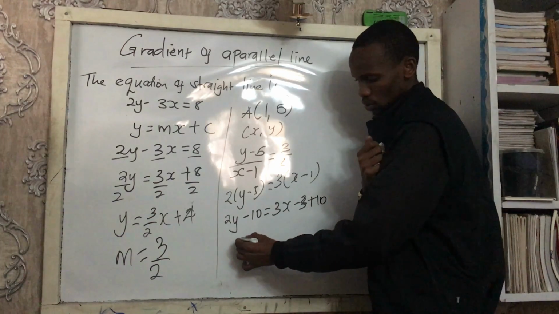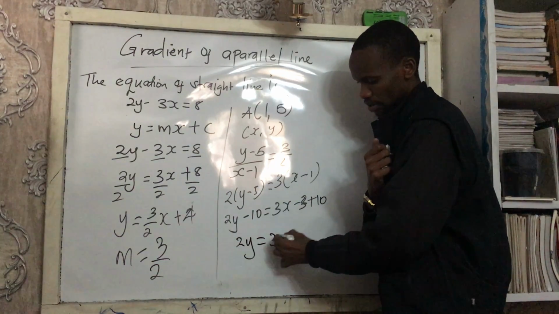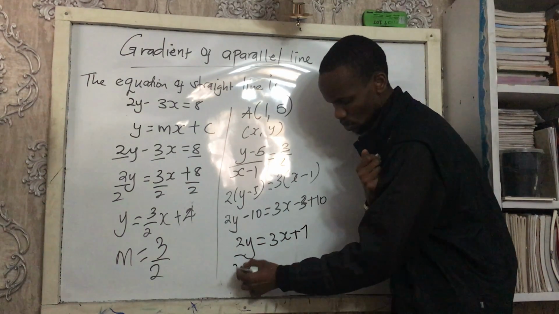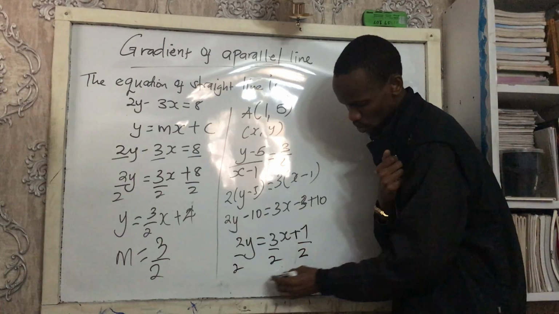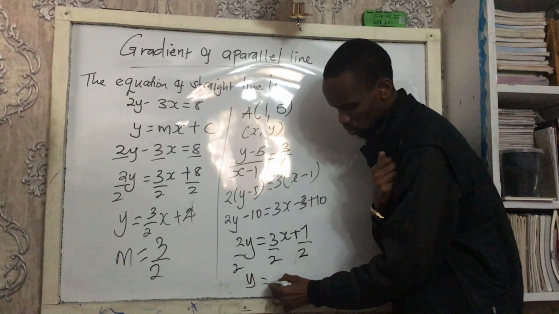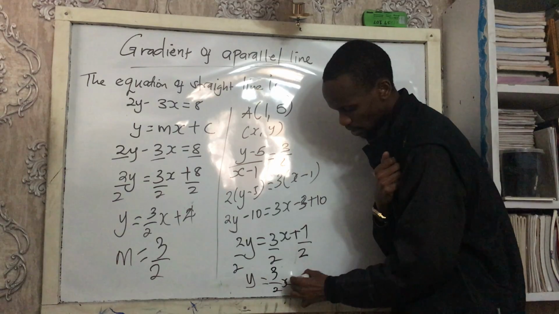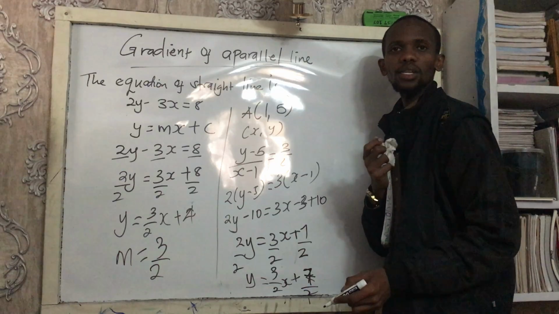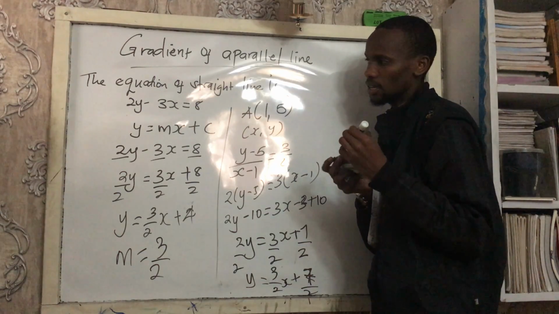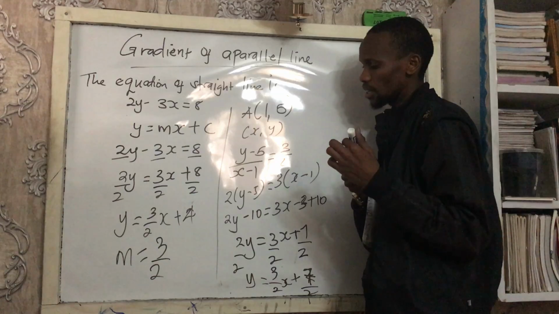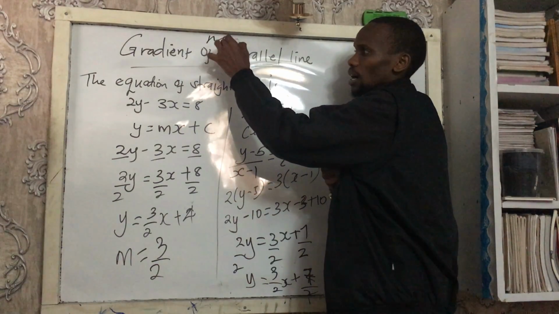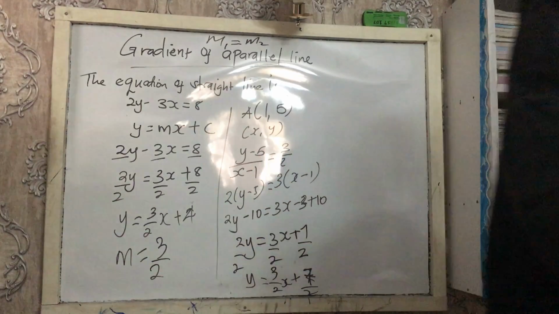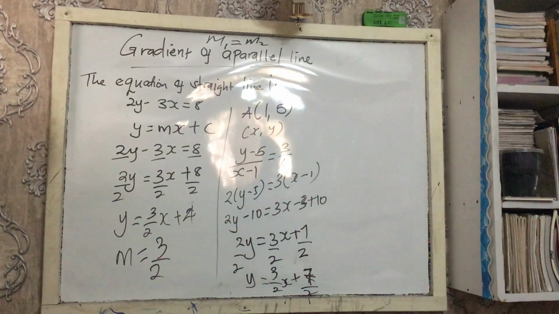So 2y equals 3x plus 7. Good. Divide by 2, so that we can have y equals 3 over 2 x plus 7 over 2. That is the equation of the parallel line. Has it been understood? The main thing is parallel lines have equal gradients.